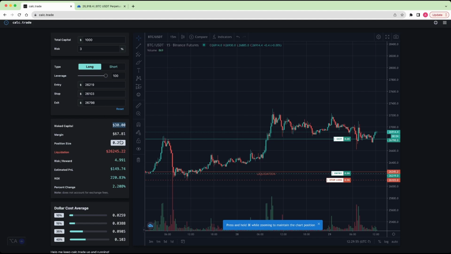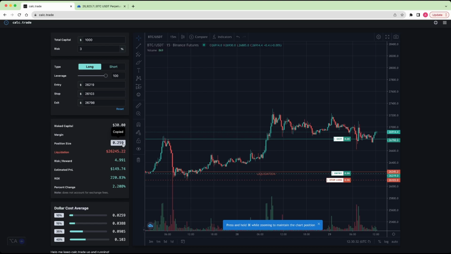So what you'll see here, this position size, that's the key metric that says to us, okay, if your entry is at 26,219 and your stop is 26,103, forget about the exit, that's just a TP. These are the two key ingredients: entrance and stop, where you enter the trade and where you get stopped out. If you say my risk is 3%, which equals $30 on a $1,000 account, what that's saying is for you to just lose $30, your position size would have to be 0.259 BTC.